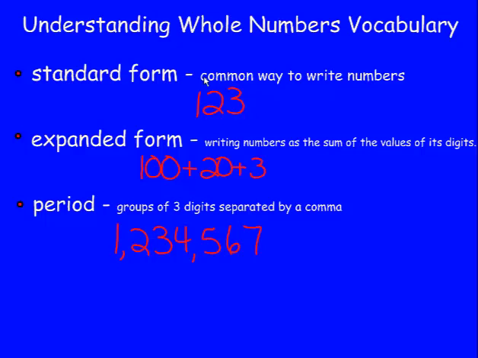Here we have 3 digits, and this is called the ones period. We are separated by a comma, and we have 3 more digits, and this is the thousands period. And the next period would have 3 digits, and this would be the millions. And it goes on and on.